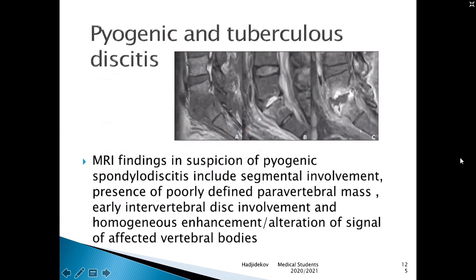We will finish with some infectious diseases affecting the spine. One of the most important infections is spondylitis. This spondylitis could be either pyogenic or tuberculous discitis. It usually occurs in elderly patients. In these examples, you see at the level of L5, S1 one big segmental involvement by the process with presence of a poorly defined paravertebral mass here in the soft tissues, with early intervertebral disc involvement and homogeneous enhancement after contrast. Here is the post-contrast study, with alteration of the signal intensity of the affected bodies, so the adjacent affected bodies are taking the contrast.